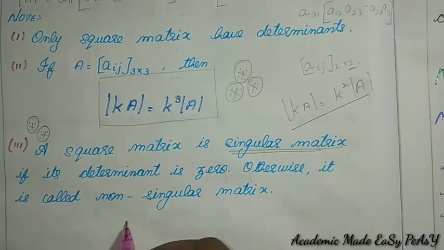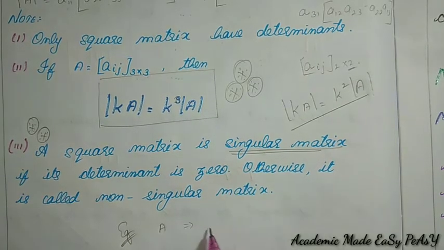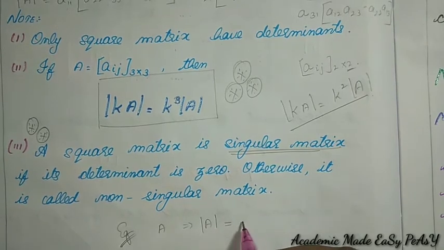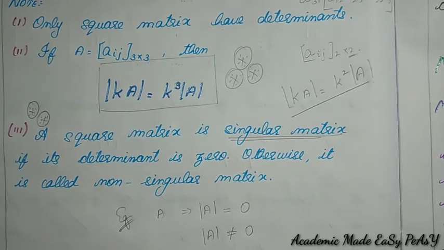For example, if I have a matrix A and the determinant of A is equal to 0, it is a singular matrix. If the determinant is not equal to 0, that is greater than or less than 0, then it is called a non-singular matrix. So determinant of A equal to 0 means singular matrix. If not, it is called non-singular matrix. This is one of the important notes that had to be made.